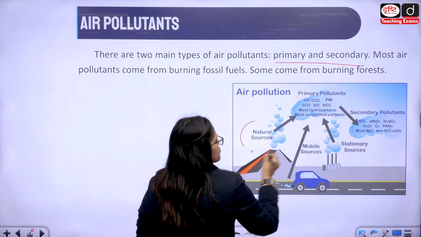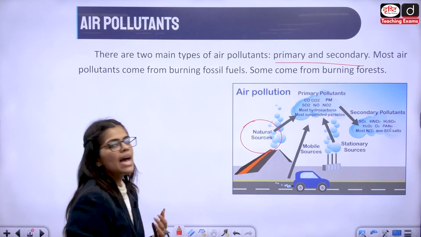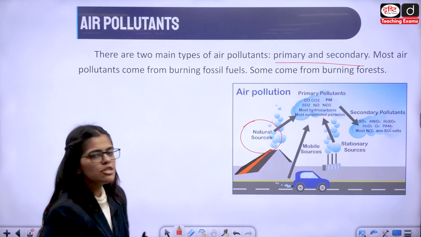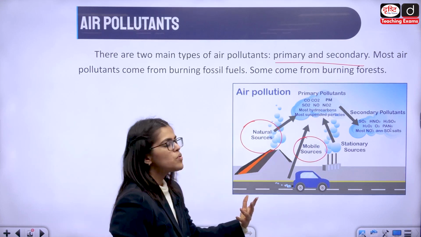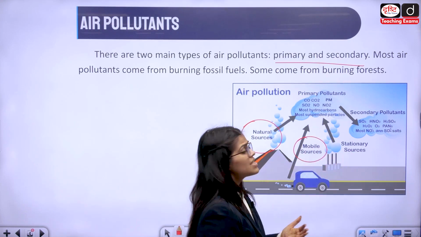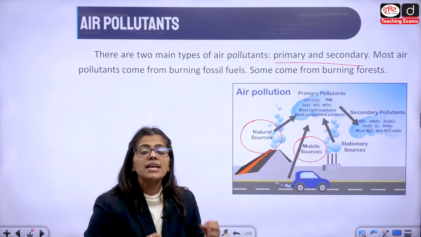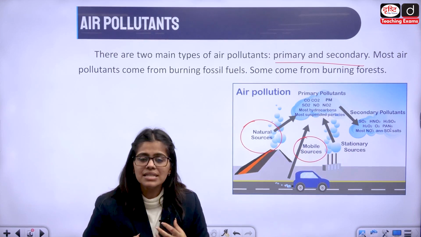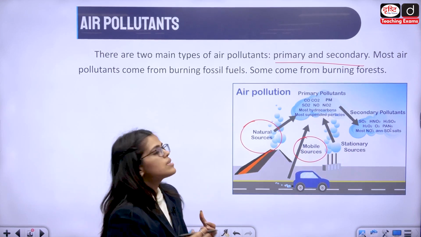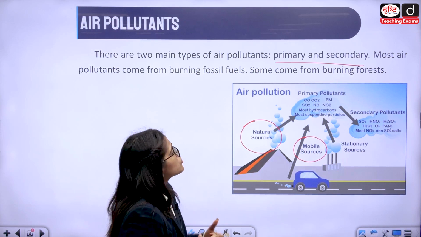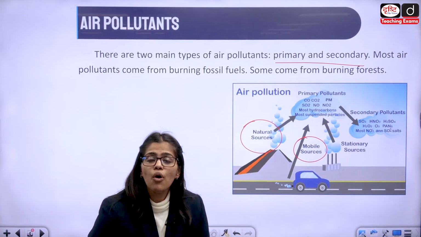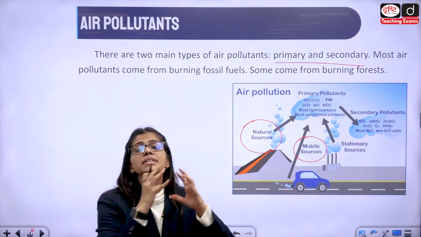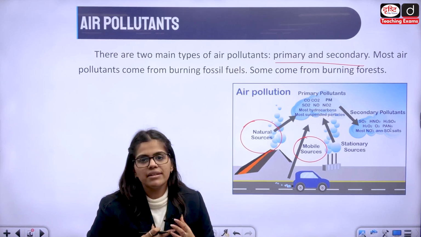It can be natural sources like the volcanoes, it can be mobile sources, it can be stationary sources. So an example of mobile sources can be your transports, and there can be stationary sources like factories. There are hazardous substances that are emitted in the air, and this causes a lot of problems, right? So there are primary pollutants that are directly available and they are directly emitted in the air and they directly affect the air.